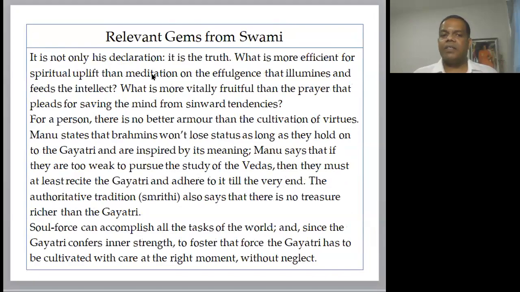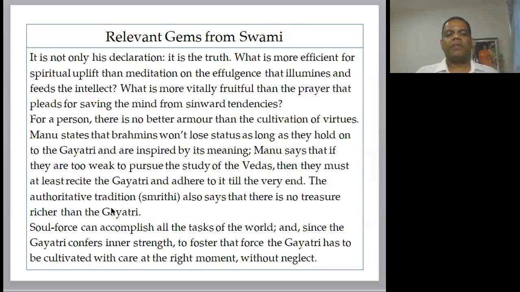It is not only his declaration, it is the truth. What is more efficient for spiritual uplift than meditation on the effulgence that illumines and feeds the intellect? What is more vitally fruitful than prayer that pleads for saving the mind from sinward tendencies? For a person, there is no better armor than the cultivation of virtues. Manu states that Brahmins won't lose status as long as they hold on to the Gayatri and are inspired by its meaning. Manu says that if they are too weak to pursue the study of the Vedas, then they must at least recite the Gayatri and adhere to it till the very end.